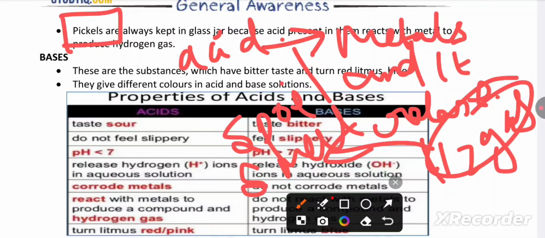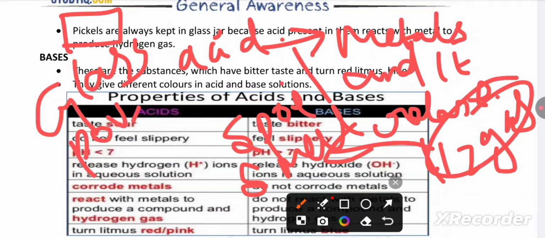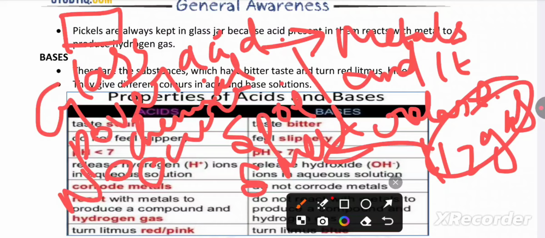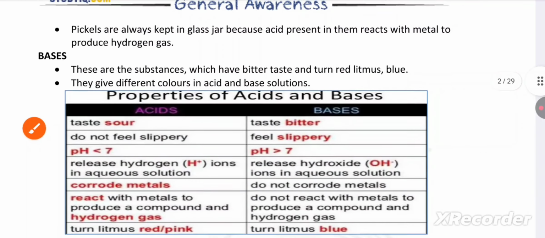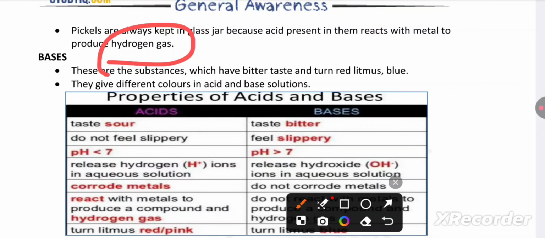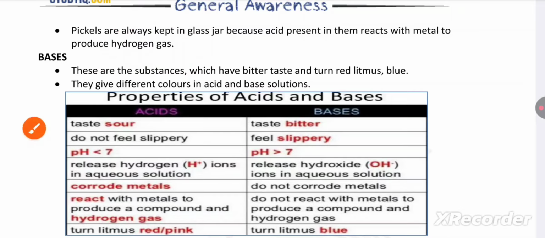That's why glass, which is poorly reactive, is used. No chemical reactions occur, and that's why we usually keep pickle in a glass jar. This is the main thing, don't forget about it.